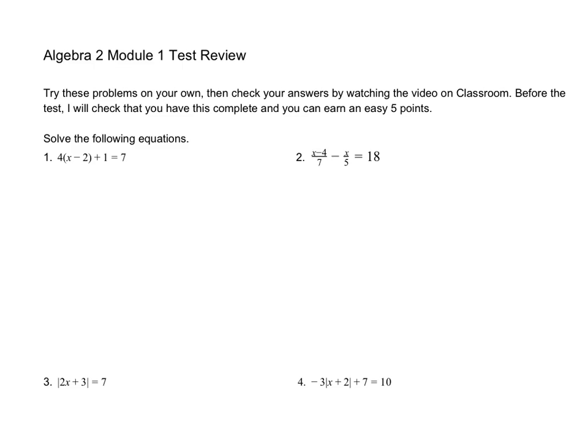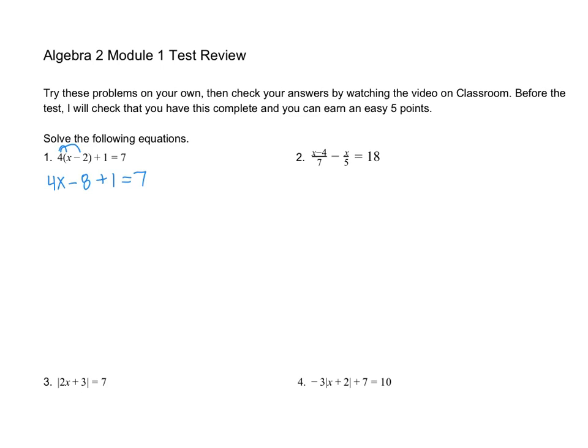In the Module 1 test review, we're going to take a look at examples from every section we covered so far. So the first couple we're going to do are review from section 1, so solving linear equations. So the first thing we want to do in problem 1 to solve 4 times x minus 2 plus 1 is distribute our 4 into the parentheses. And when we do that, we get 4x minus 8 plus 1 equals 7.